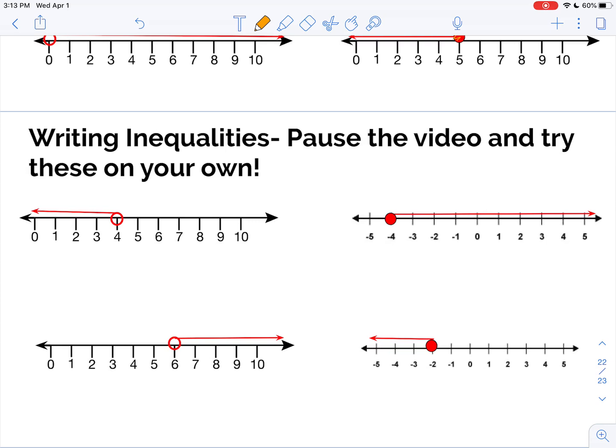Okay? 4 more. This is where I want you to pause and try to come up with the inequality on your own as well, and then you can check back to see what answers I got. Okay, so this one would be x is less than 4. This one would be x is greater than or equal to -4. This one would be x is greater than 6. And the last one would be x is less than or equal to -2.